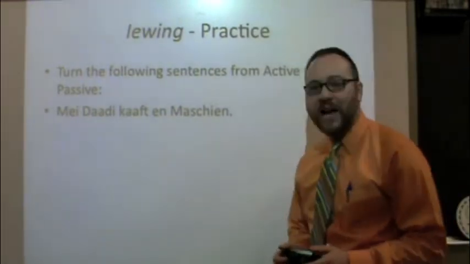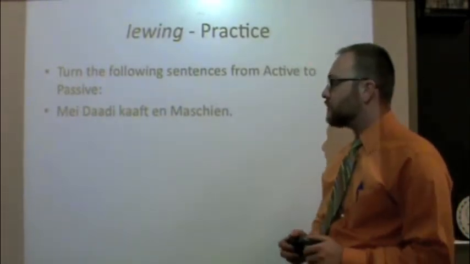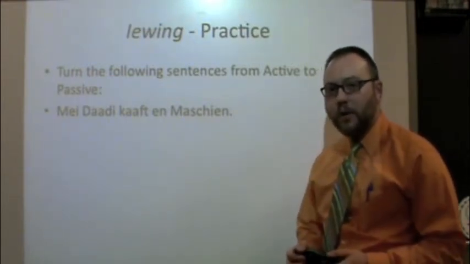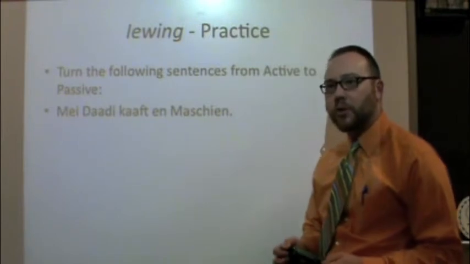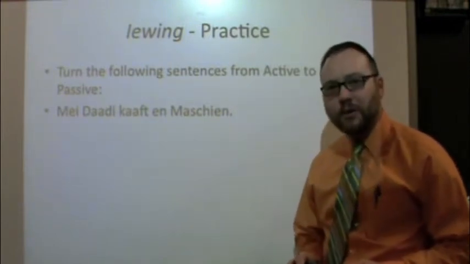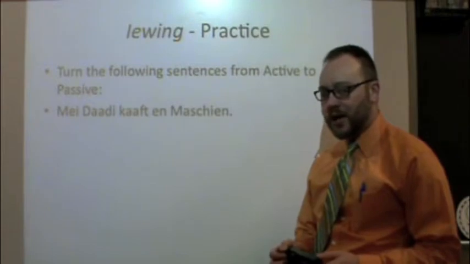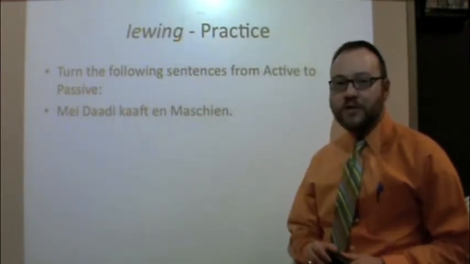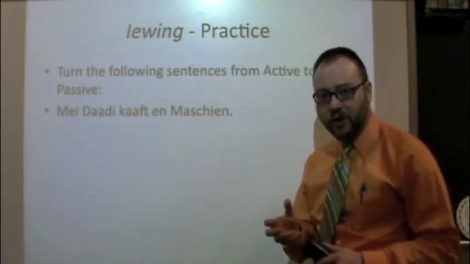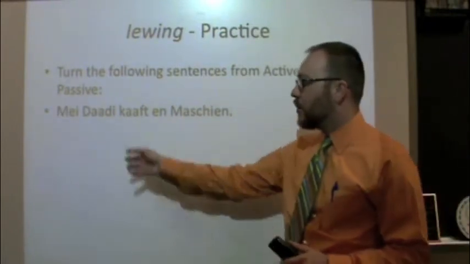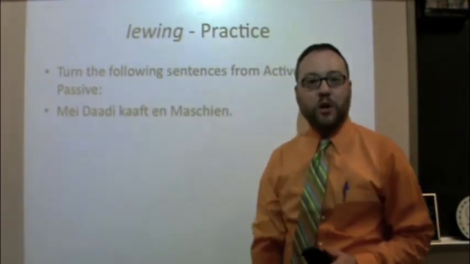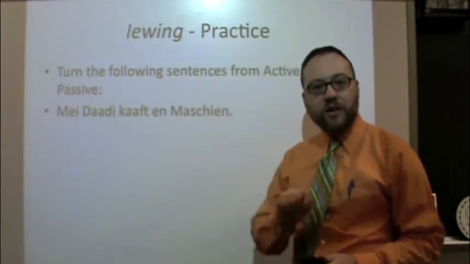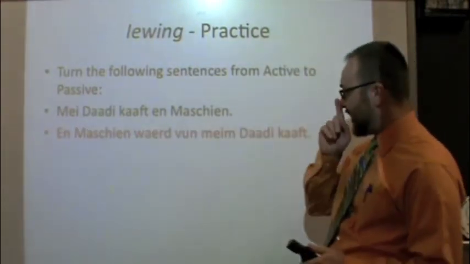First example, my daddy kauft a machine. So my dad is buying a car. Now we want to make this passive. So we want to say a car is being bought by my dad. All right? That's what we want to end up saying. Now we know that in that case the car becomes the subject, so that's what has to come first, followed by a form of wäre. We have an agent, my daddy, so we got to work that in, and then your past participle of kaufe goes to the end. If you do all of that, you will get a sentence that looks like this.